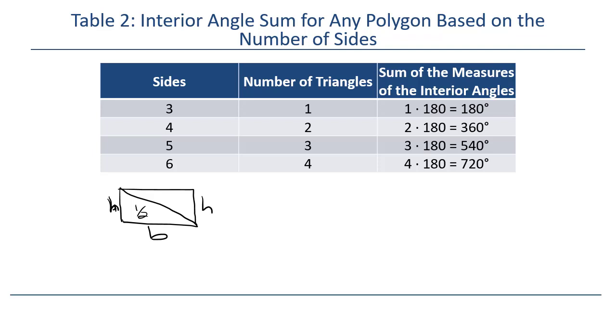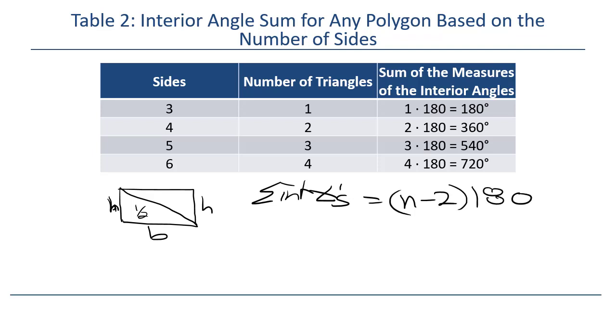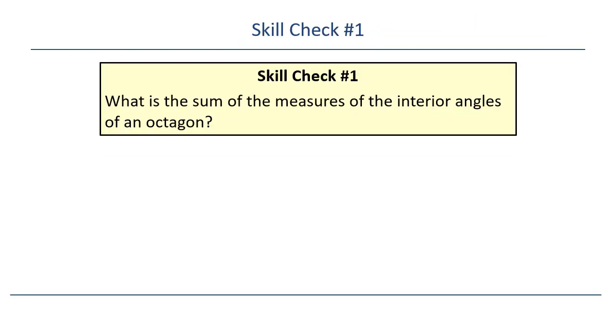So now you can see that you can generalize it, and the sum of the interior angles of a polygon always equals the number of sides minus 2, times 180. So if you have a 10-sided polygon, you do 10 minus 2, which is 8. You do 8 times 180, and that will tell you the sum of the interior angles.